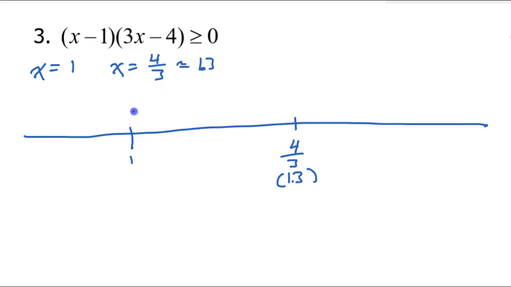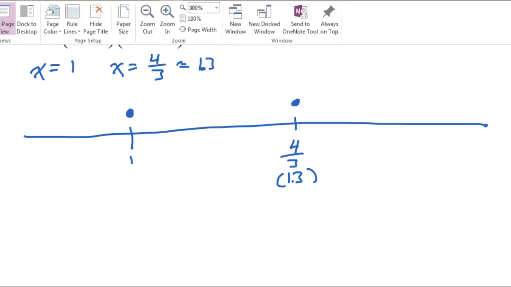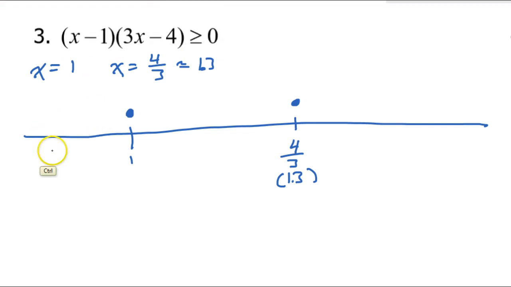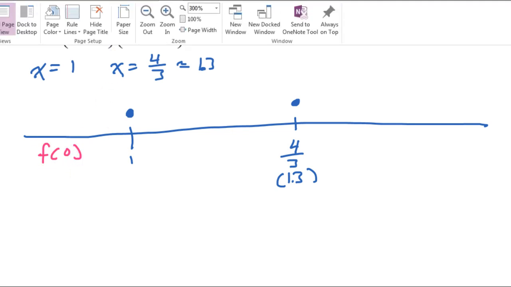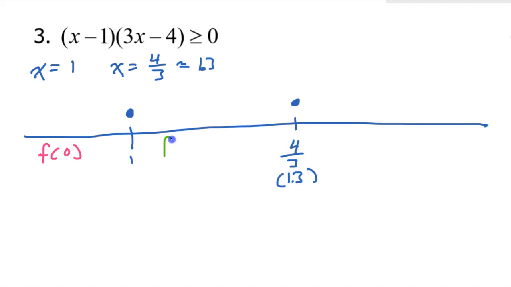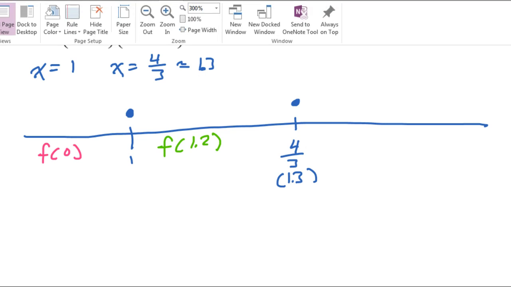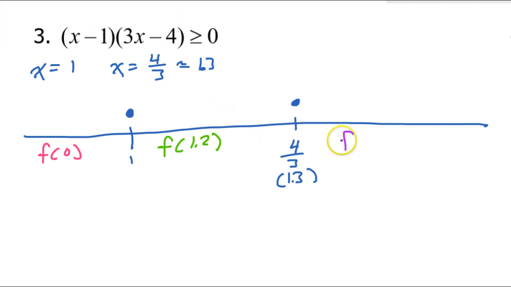Because of the "or equal to," that tells me that these endpoints should be included. These are the places where the function equals 0, and we want that. Now I'm going to check a value in each interval. So I'm going to check f at 0, f at 1.2, and I'm going to check f at 2 and see what happens.